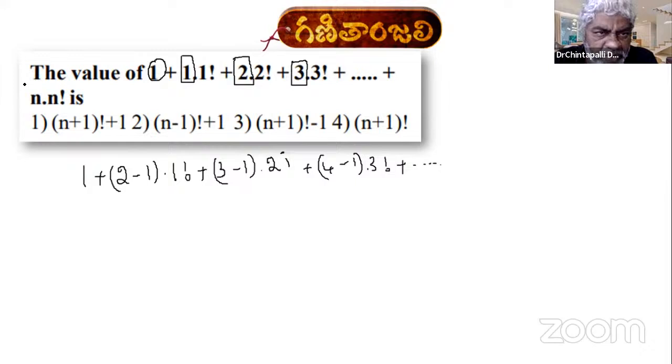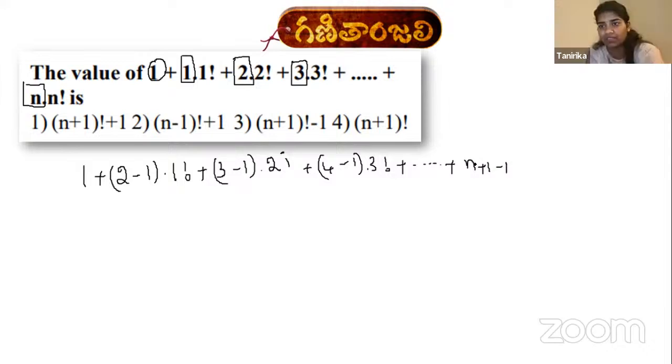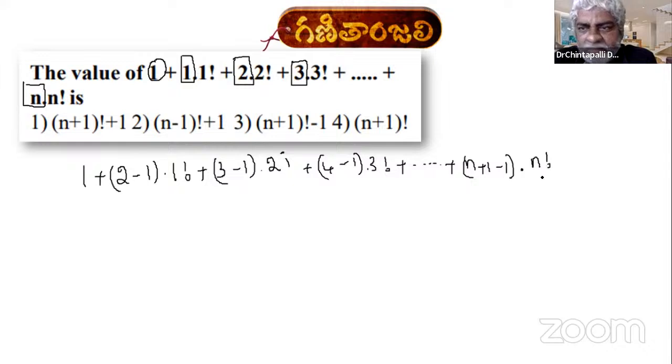Last, how to write this number? As with the previous numbers, it is n. Minus 1. See, 3 is written as 4 minus 1. 1 is added and immediately 1 is subtracted. So, n plus 1 minus 1, that is (n plus 1 minus 1) times n factorial. n factorial. Clear? Yes, sir.